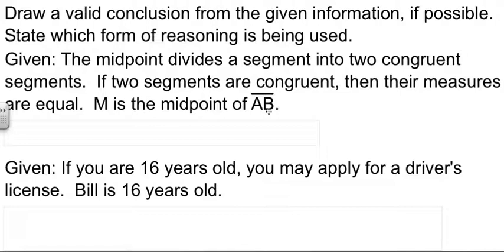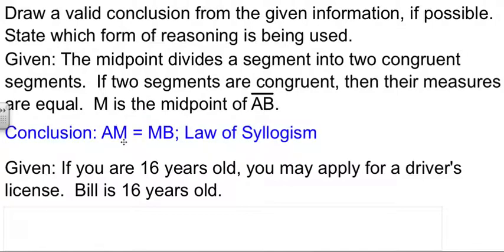Now we know that M is the midpoint of AB, so that means AM is equal to MB by the law of syllogism.